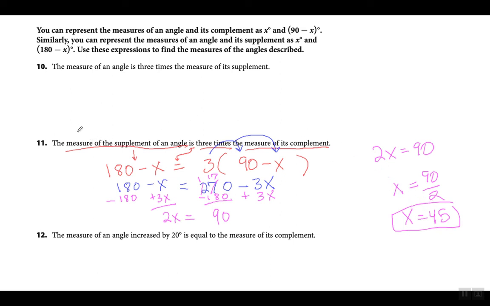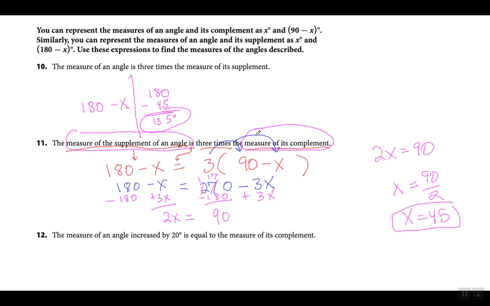Okay, they're asking you to find the measure of the supplement of an angle, and they're asking you to find the measure of its complement. So basically, x equals 45. If I want to find the measure of the supplement of an angle, I have to do 180 minus x. In this case, 180 minus 45, which will give you 135.